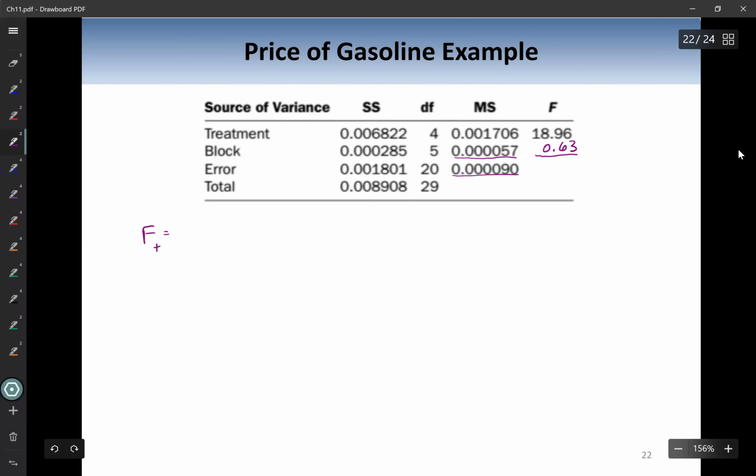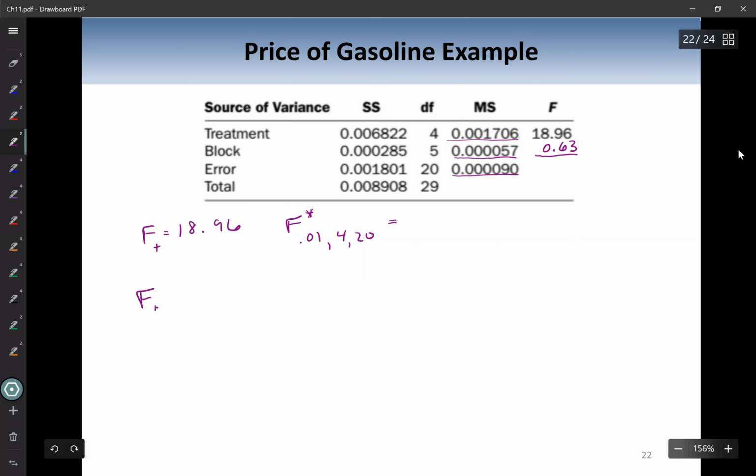Right, so we can look at the observed F we get for the treatments, I'll put a T there, is 18.96. And let's compare that to the table F. So the critical value F at alpha 0.01, that's going to have 4 degrees of freedom and 20 degrees of freedom, because to get 18.96, we took the mean square for the treatments and divided it by the mean square of the error. So that corresponds to 4 degrees of freedom and 20. So we'll find that one.